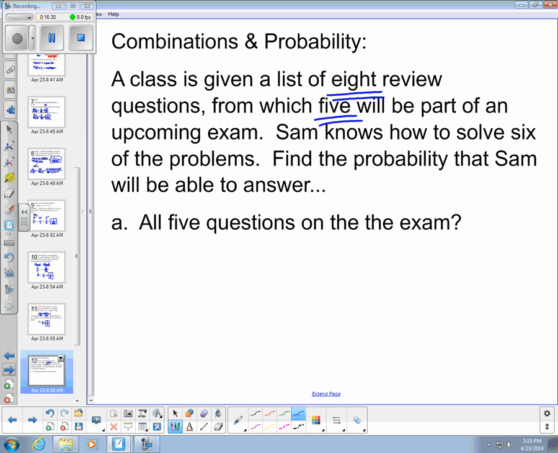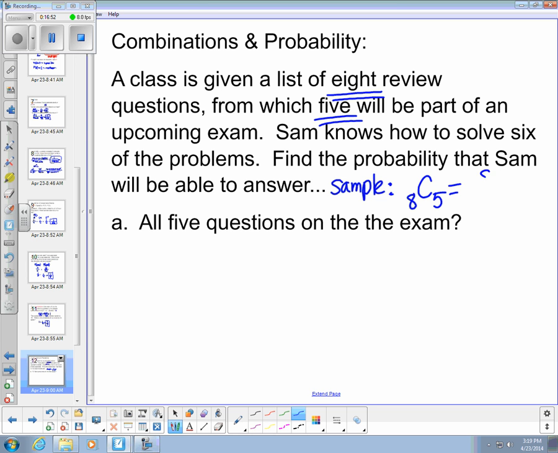Okay, so our sample space is how many combinations we can make if we start with 8 questions and we choose 5. Okay, and I'm using combinations here because the order doesn't matter. It doesn't matter what order the teacher picks the questions in. Okay, so 8 choose 5.